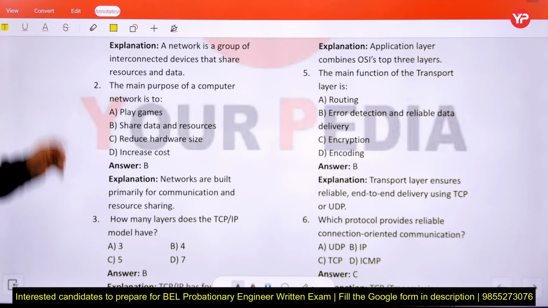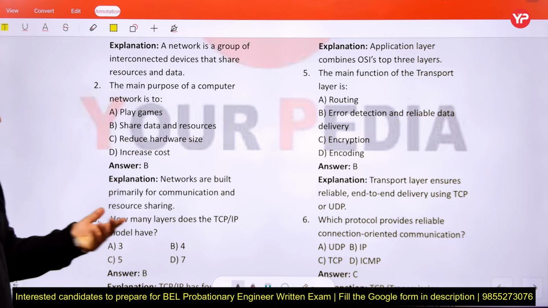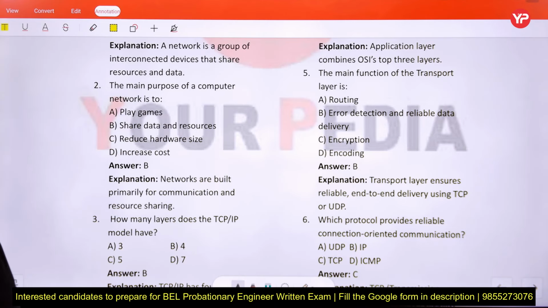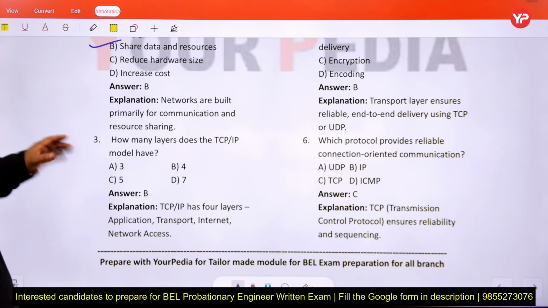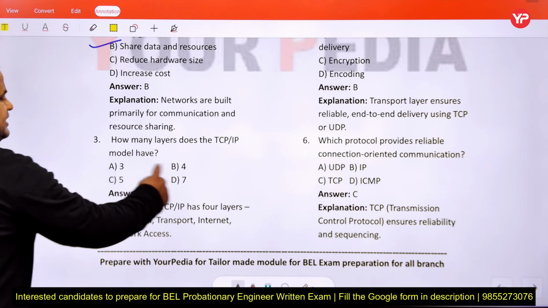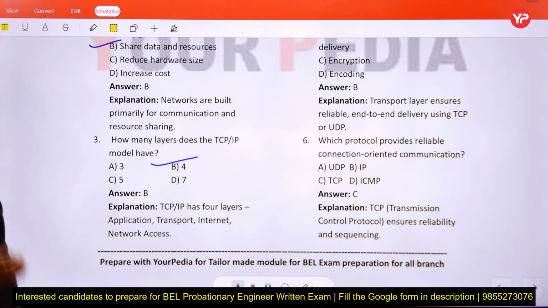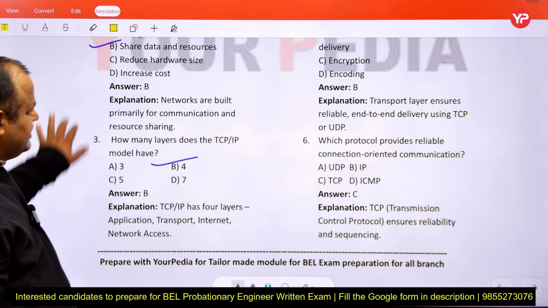The main purpose of computer network is to play game? No. Share data and resources? Yes. Reduce hardware? Not related to hardware. Increase cost? No. Again, share data and resources. How many layers does the TCP IP model have? 4 layers. With reference to the 5 layer model also if we consider, but generally it is 4 layers only.